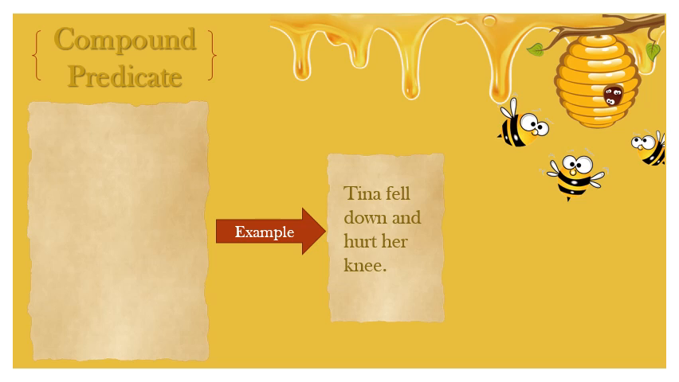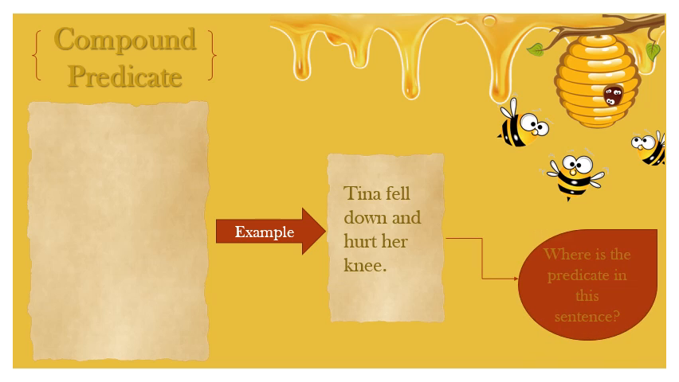What happened to Tina? Fell down and hurt her knee. If you notice here, two actions happened to Tina. Fell down, hurt her knee. The predicate here includes more than one action. Fell down, hurt her knee. So the predicate here includes more than one action. And also if you notice, both actions are joined or connected with "and". So this is what we call a compound predicate.